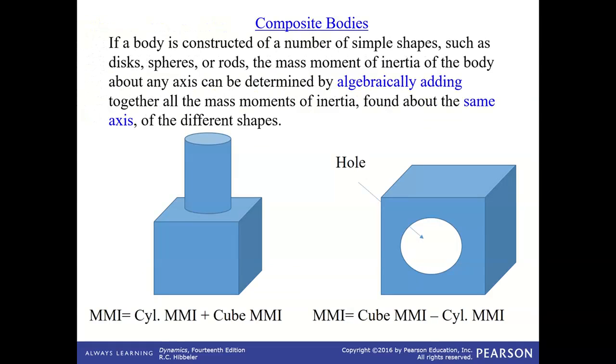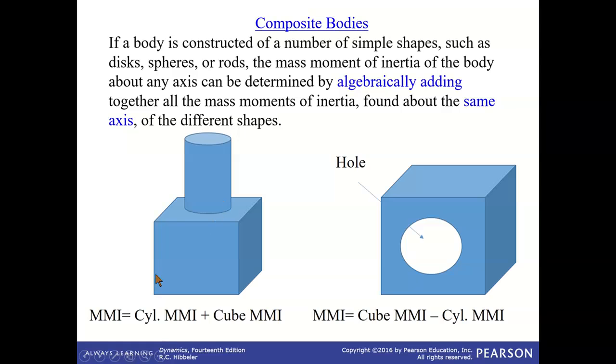There is one more thing that you should remember: when we have a composite body, that means the rigid body is not made up of a single shape, but of multiple standard shapes. In this example, the rigid body is a single body, but it is made up of a cube and a cylinder. How do we calculate the moment of inertia of this single rigid body, which is a combination of two different shapes? In that case, we can determine the moment of inertia of the rigid body by algebraically adding together all the mass moments of inertia of the different shapes found about the same axis.